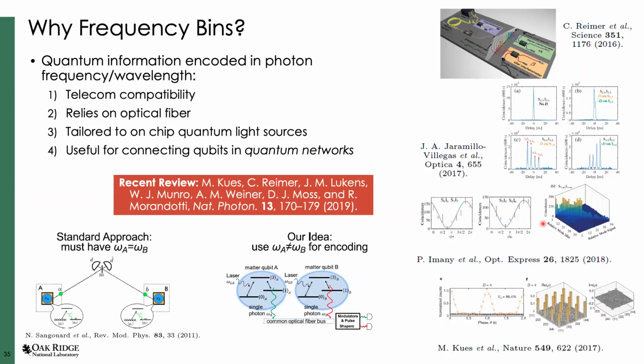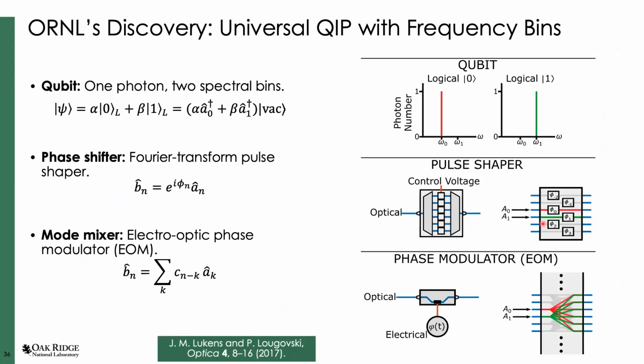And so what we do is we take the first approach and we look at using the frequency degree of freedom to do linear optical quantum computing type transformations. And this was really pioneered by Joe Lukens and Pavel Lougovski. Pavel had been thinking about doing linear optical quantum computing for quite some time. And this frequency encoding idea that they published in 2017, we've done a lot of work using these ideas from the get-go. And it works in a very analogous way to linear optical quantum computing.